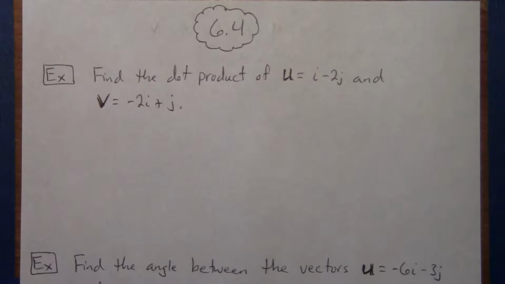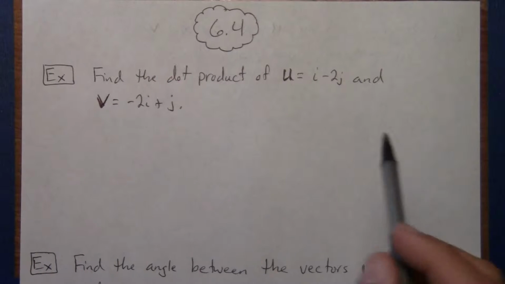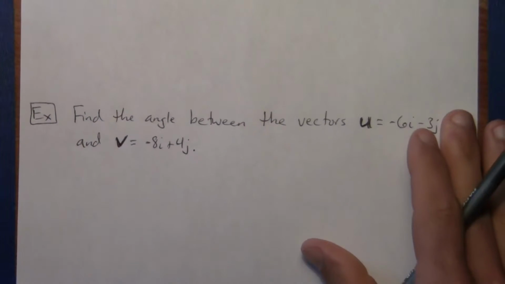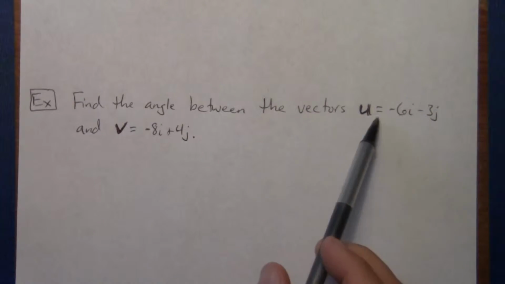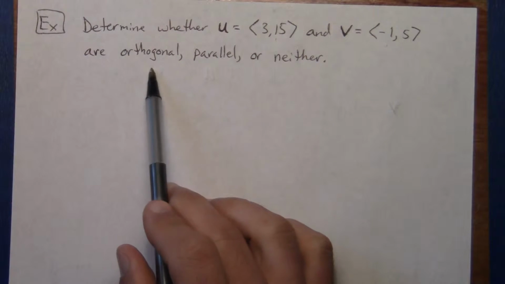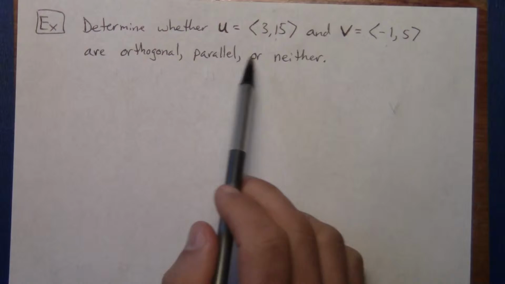All right, homework help for 6.4. I'm going to take a look at 3 problems. They're going to ask us to help you find the dot product of 2 vectors. Going to look at finding the angle between 2 vectors. And then the third one is to determine whether 2 vectors are orthogonal, which is a fancy way of saying perpendicular, parallel, or neither.